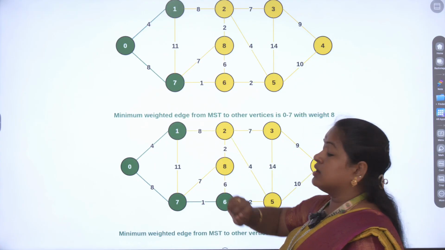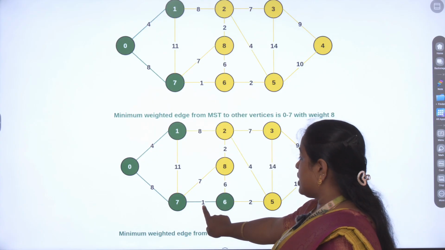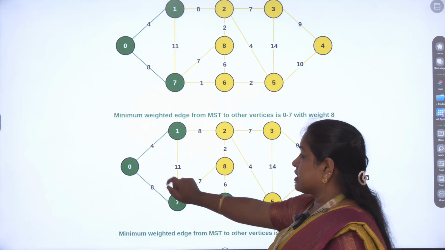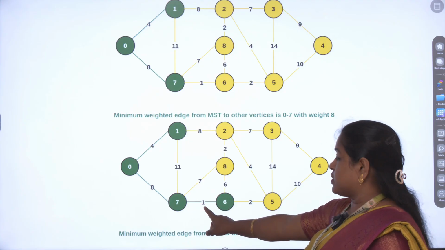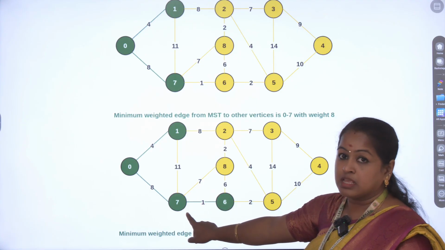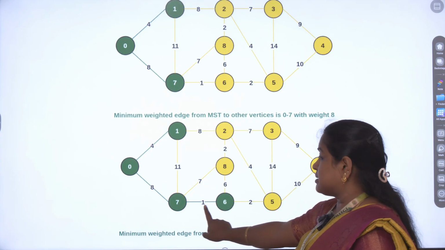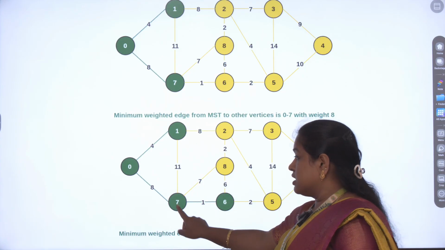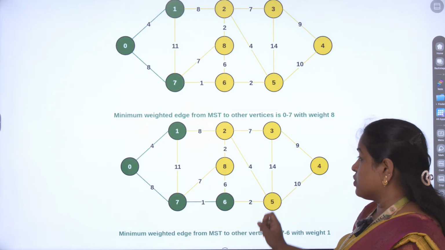Now from 7 I have to travel to the next point. I can travel to 1, I can travel to 7, or I can travel to 11. When I check the nearest, the smallest one, 1 is the smallest. So I am going to travel to 1. So from 7 to 6 I am traveling. You can see the colored path to which I am traveling. So I have traversed 4 nodes.